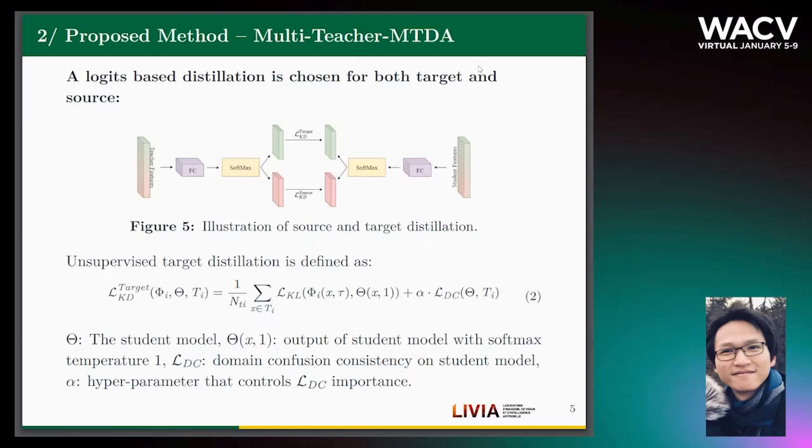As for knowledge distillation, a logit-based distillation is chosen for both target and source. For the source distillation, we just use a regular Hinton distillation, with KL divergence loss and a supervised cross entropy loss. As for the unsupervised target distillation, we add to the KL divergence loss an additional consistency term, which encourages further domain confusion on the student itself. We also introduce the alpha hyperparameter that controls the importance of the consistency term.